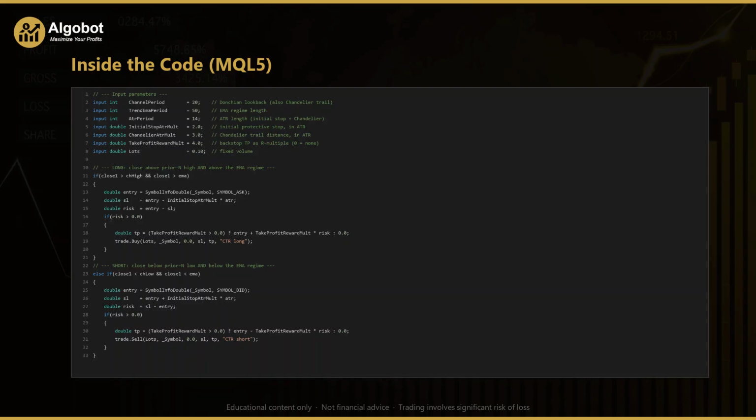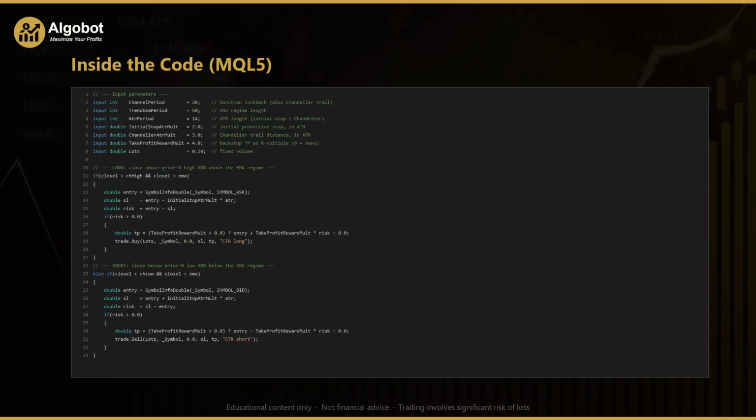The short block is the exact mirror. In the else if, close 1 is below the channel low and below the EMA, the entry is the bid, the stop is placed ATR multiple above entry, and the take profit is placed reward multiple times the risk below entry. It then calls trade.sell. Notice both sides share the same volatility scaled stop and the same reward logic.